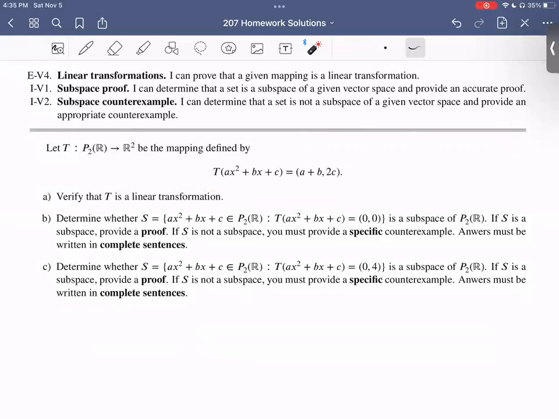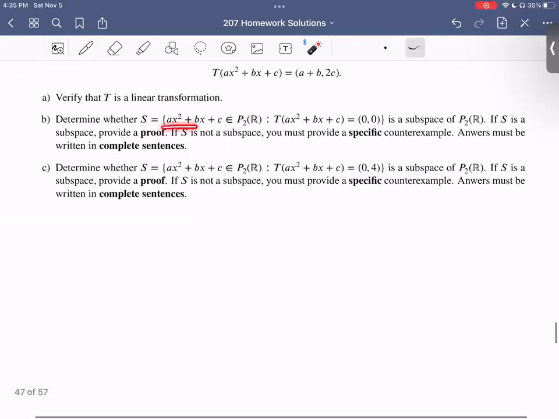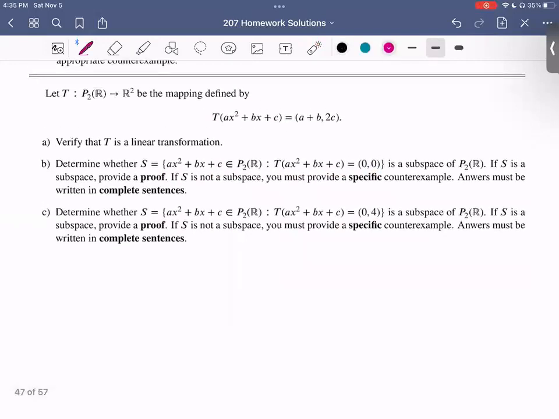Okay. All right. Now, in part B, I used this transformation to define a set. And the set that I defined takes in vectors in P2. And then what's special about them is that when I apply the transformation I defined up here, I get 0, 0. So let me show you an example of an element of the set S. And again, this is just an example to give you a sense of what this set is doing.